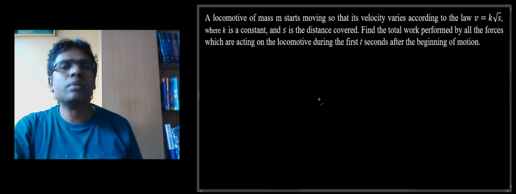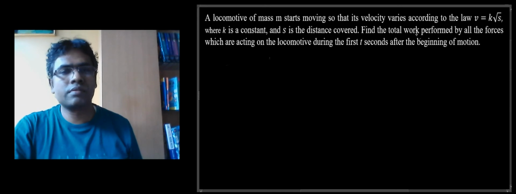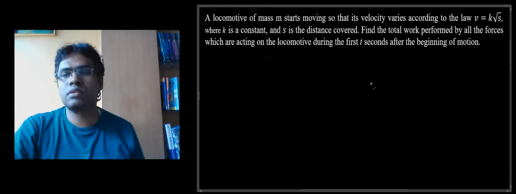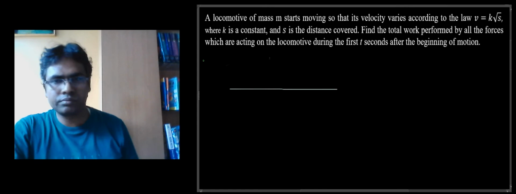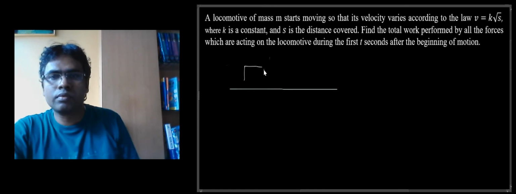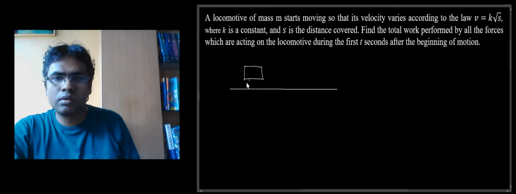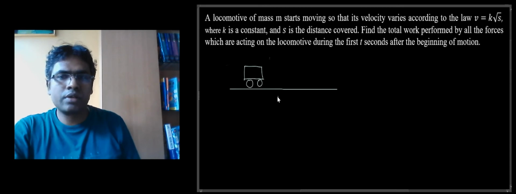In this problem, the velocity of a locomotive depends on the distance covered. We are asked to find the total work done by all the forces during the first t seconds of its motion. So if I consider a locomotive here, I guess in this problem it is okay to consider that this locomotive travels along a straight path. So let's consider that as the x-axis. So instead of s, I'm going to use x here.